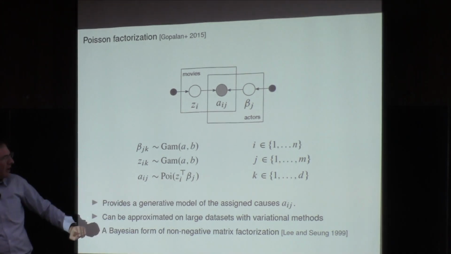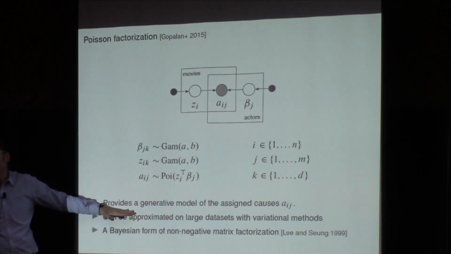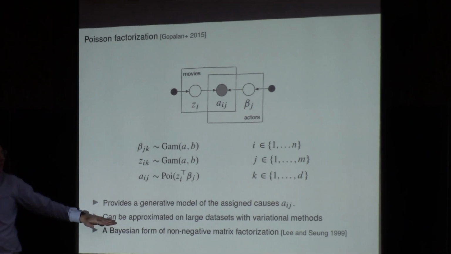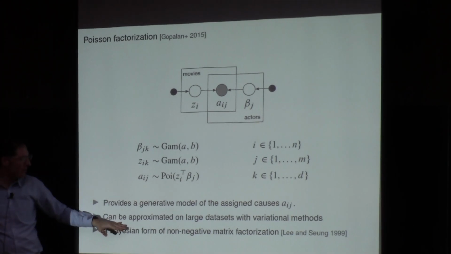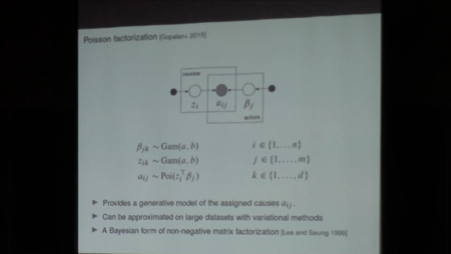It's a nice model because, to be clear, it's a generative model of the assigned causes only. There's no outcome here. It can be approximated with large data sets using variational inference. That's what the Gopalan et al. paper is about. And like I said, it's Bayesian NMF.